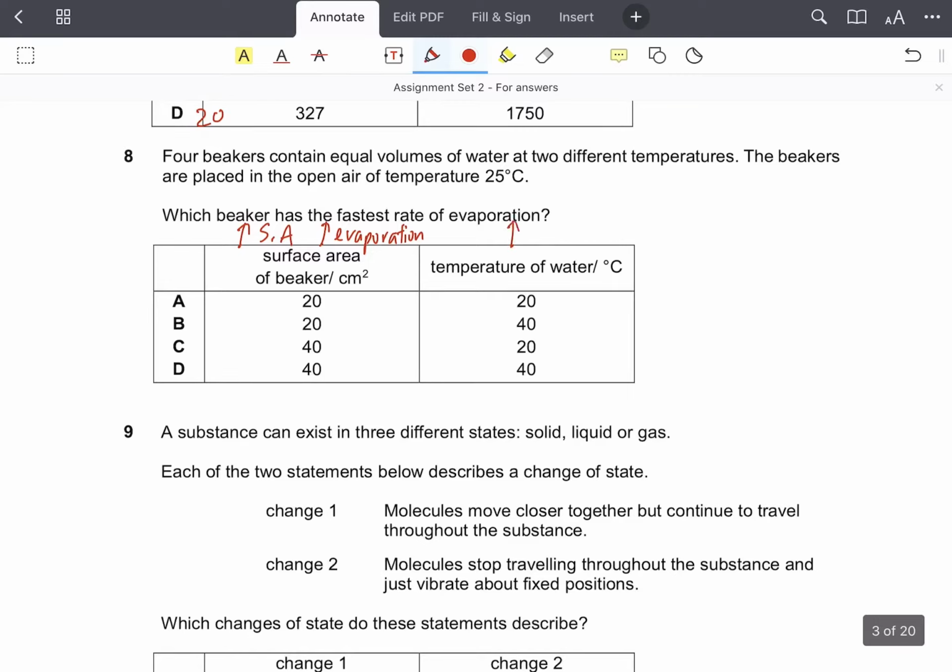Okay, so next one, temperature of water. So the higher the temperature, the higher the evaporation. The closer it is to boiling point, the faster the evaporation. Okay, so you find one which has the largest surface area and highest temperature, so which is D.